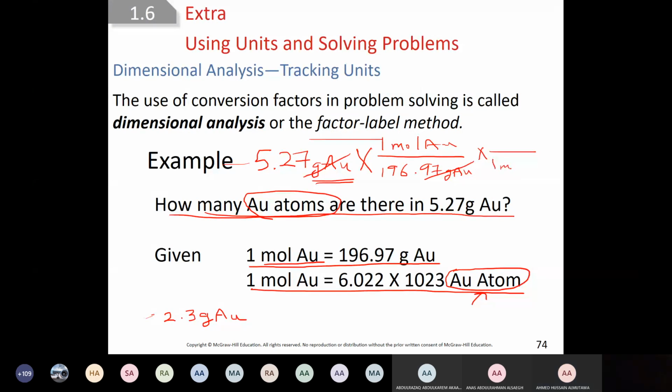1 mole Au and at the top here 6.02 times 10 to the power 23 atom Au. And get rid of this unit with this unit and you have the answer. I want you to do it very quickly in your calculator. Give me the answer.